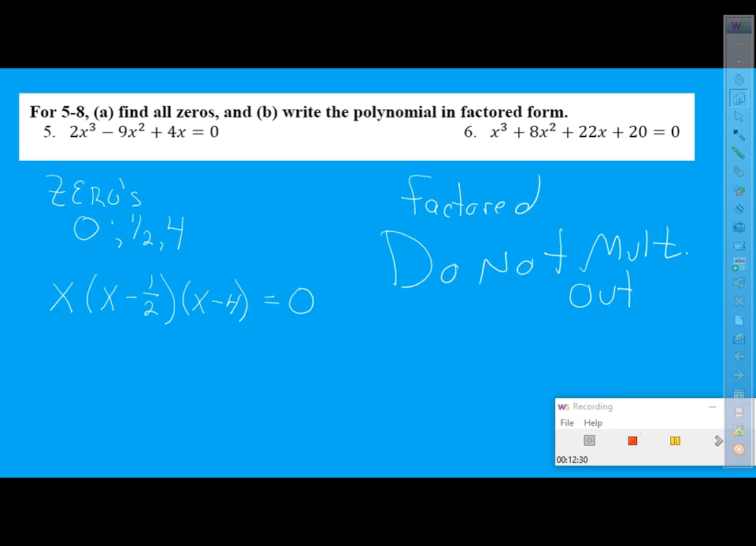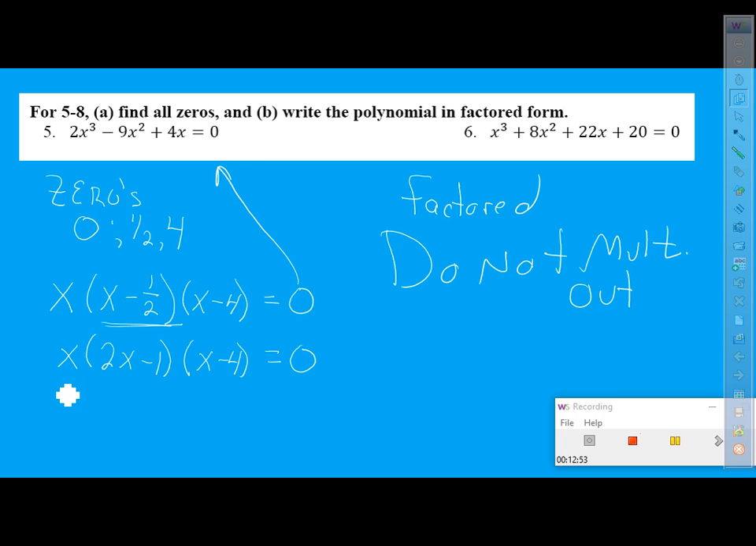Now, get rid of your fractions. So let's multiply this piece by 2, and only that piece. So here it is factored out. X times 2x minus 1 times x minus 4 equals 0. You could leave it. The reason I set it equal to 0, guys, is that's what it was up there. So I just mimicked that.